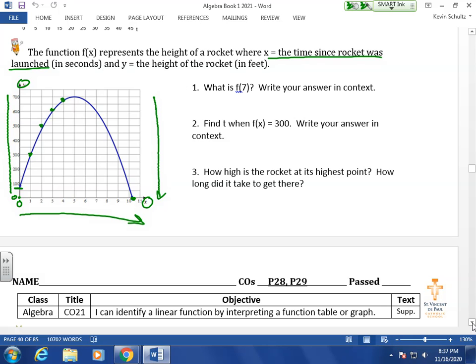Maybe off of a cliff or something like that, right? It was launched already 80 feet in the air. It goes up, goes up, goes up. Get out of the way, it's coming down, and it lands at 0. So that's the situation here, okay? And that's what this graph is showing us.